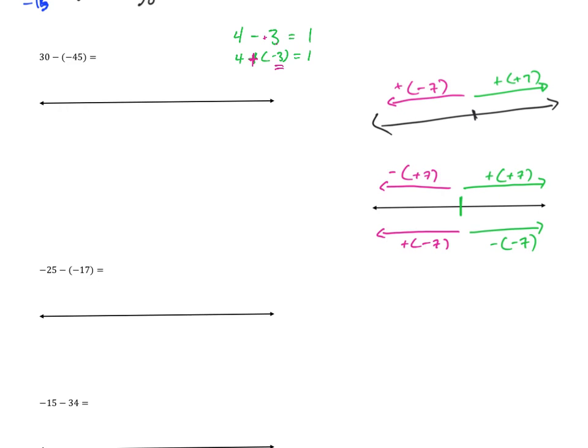This also allows us to commute. If I look at this problem, 30 minus negative 45, I change the minus to plus, but that means I have to change the negative 45 also to its inverse, which is positive 45. So now if I'm adding positive 45, I'm going to go to the right, because when I add a positive, I go to the right. And so I'm going to add 45 to 30.